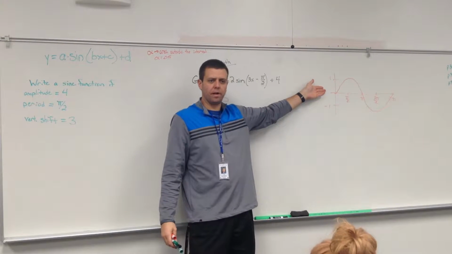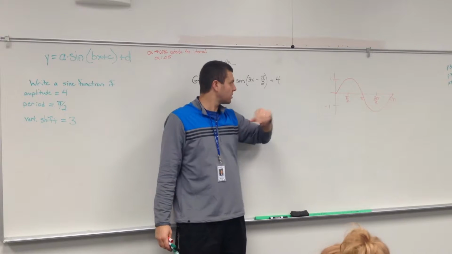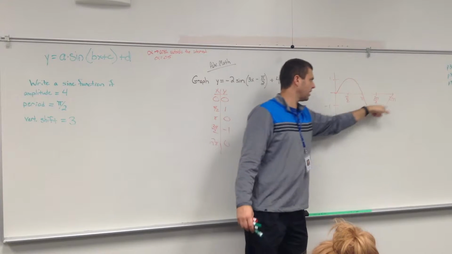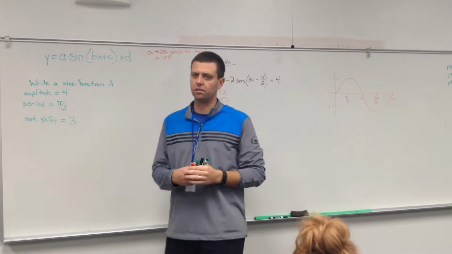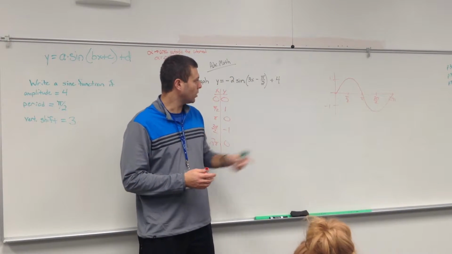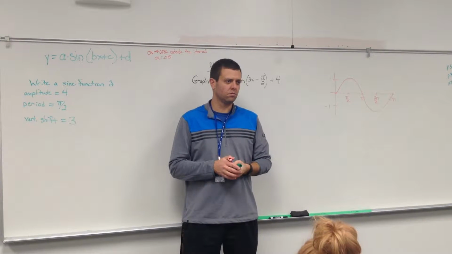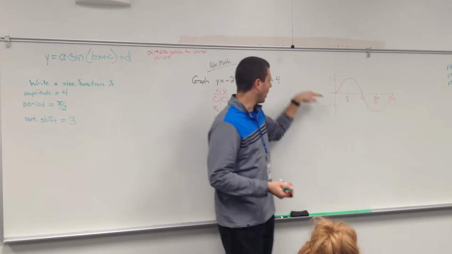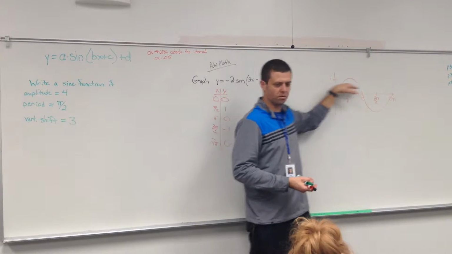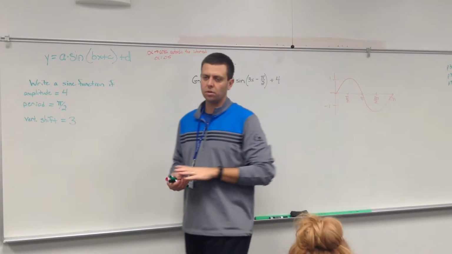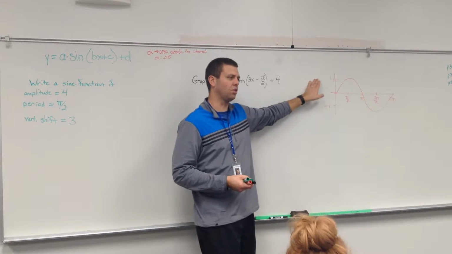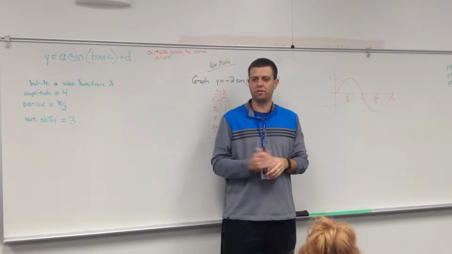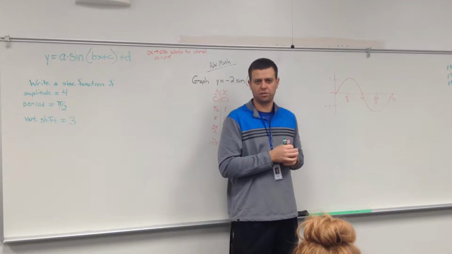What's the amplitude of the parent function? 1. What's the period of the parent function? 2 pi, because that's how long it takes to complete one wavelength or one cycle. What's the midline of the parent function? Y equals 0, the horizontal line going right through the middle of the wave. What questions do you have on the parent function? Ask right now, because without understanding the parent function, it's going to be hard to understand all the different things we're going to do with it.